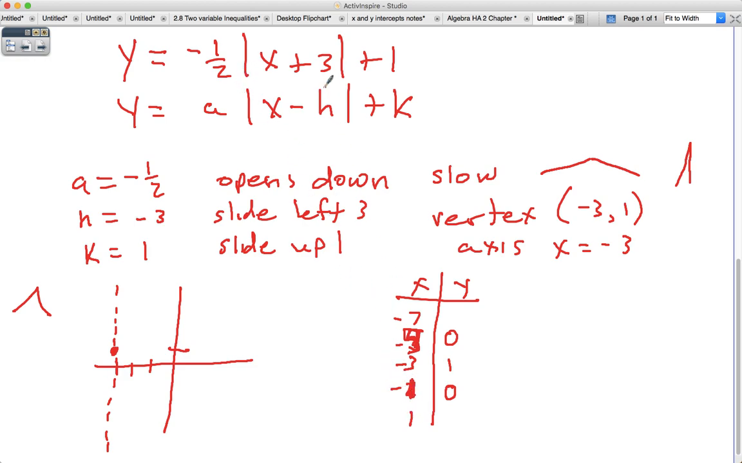So let's do 1. 1 plus 3 is 4. Absolute value of 4 is 4. Negative 1/2 of 4 is negative 2. Negative 2 plus 1 is negative 1. Negative 7 then is the next one. Negative 7 plus 3 is negative 4. Absolute value of negative 4 is 4. Negative 1/2 of 4 is negative 2, plus 1 is negative 1. And then that completes my table.